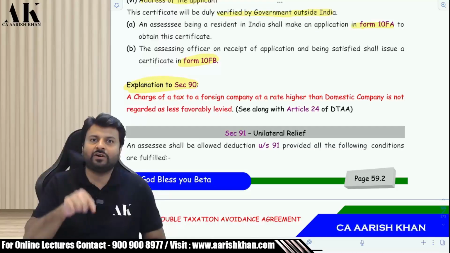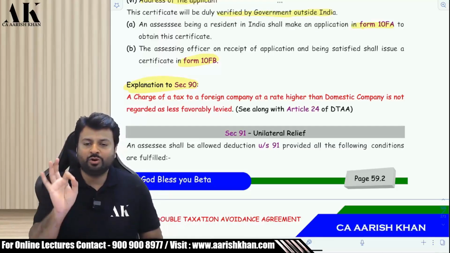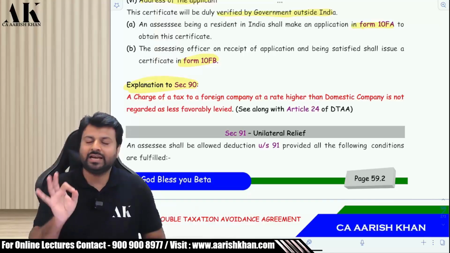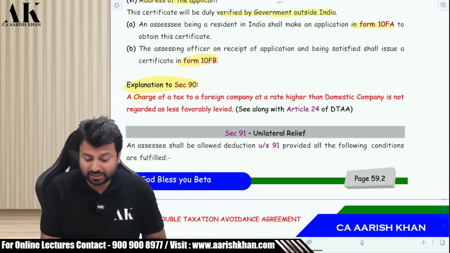If we are charging a foreign company 40% and a domestic company 25% and 30%, don't say that we are less favorable. We are equally favorable. You have to assume that. This is the provision which is given under the explanation to section 90.